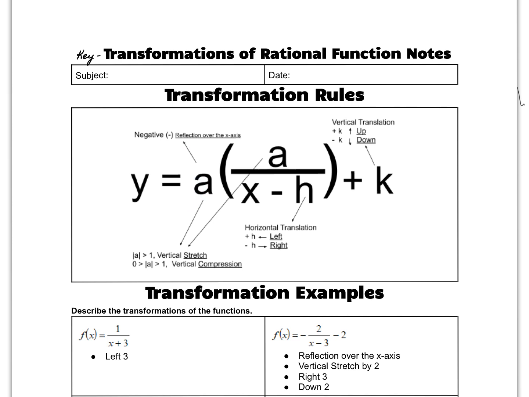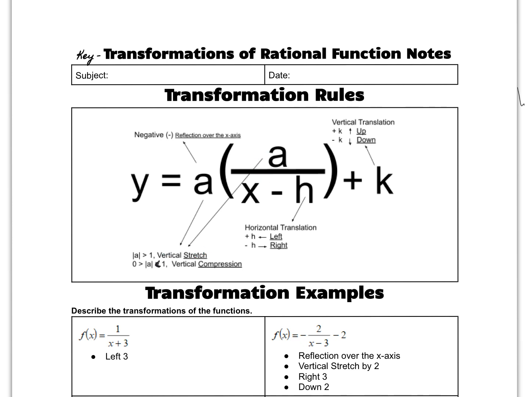And if that number is a fraction, or if it's a number that's greater than 0 but less than 1, and that should say less than 1 here, then it is a vertical compression. Same with this a here, or the numerator in the fraction. If that number is greater than 1, then it is a vertical stretch.